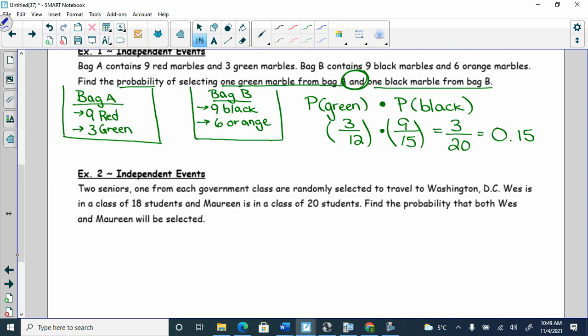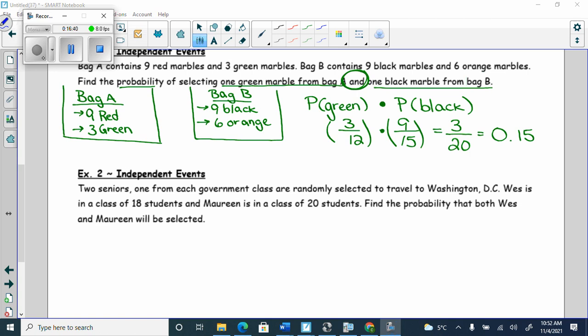You try example 2. It's out of a class this time. It's like choosing a person out of a class instead of a marble out of a bag, right? Instead of 2 bags of marbles, we have 2 separate classes of students. Why is this one independent? There's 2 classes. You're choosing one kid from one class, one kid from another class. It's not affected by each other.